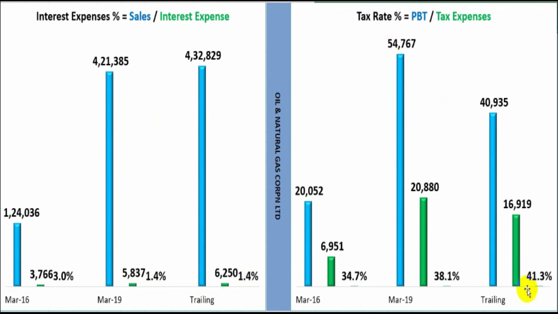The company's tax payment outgo in the recent 12 months is 41%. This would generally lower down. This is a very high rate. Even in March 19, the company's outgo in terms of tax was around 38%. The company had paid 20,000 crores of tax in 2019, whereas in the recent 12 months, the total tax paid was around 16,000 crores. As we can see, the PBT or profit before tax has also dropped from 54,000 crores to 40,000 crores from March 19 to the recent 12 months. So therefore, although the overall percentage has increased, the amount of tax paid is low.